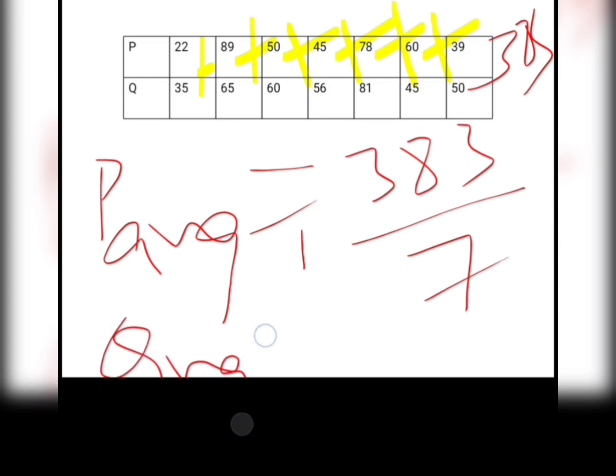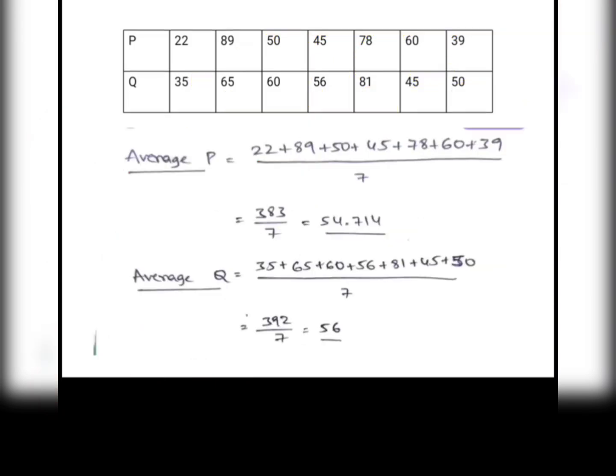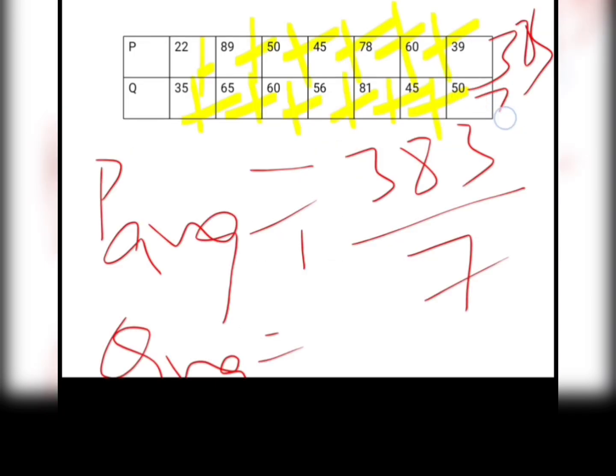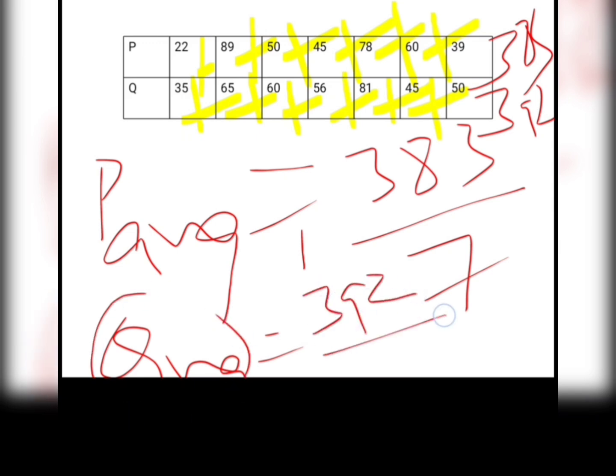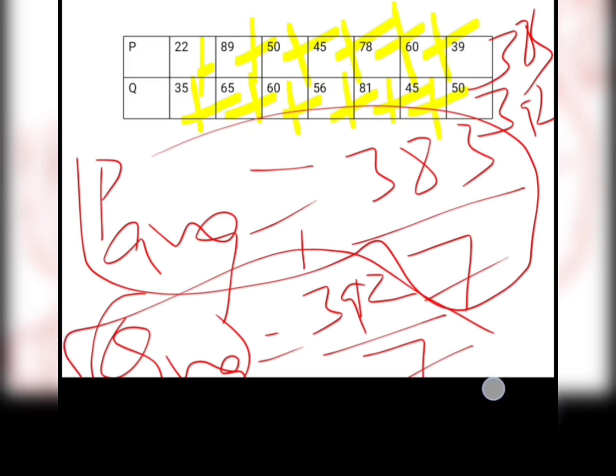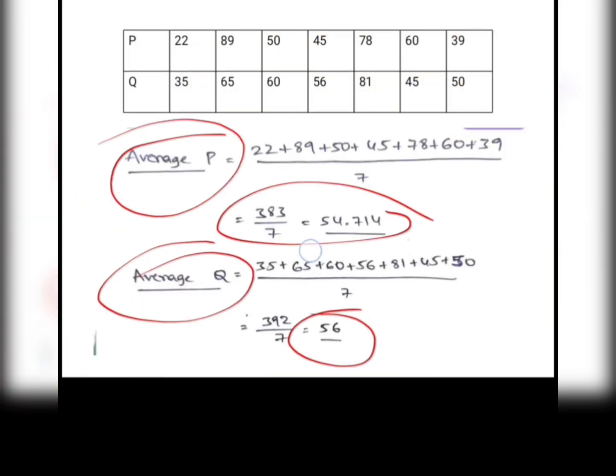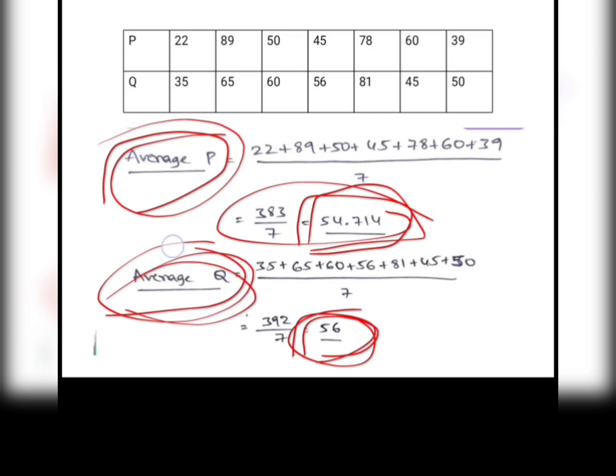Q average will be equal to, let's find the sum of 35 plus 65 plus 60 plus 56 plus 81 plus 45 plus 50, which will give you 392. For finding Q average, you have to divide 392 by the number of courses, 7. P average is 383 by 7. Q average is 392 by 7. P average is 54.714. Q average is 56. 54.714 is less than 56. So P average is less than Q average.